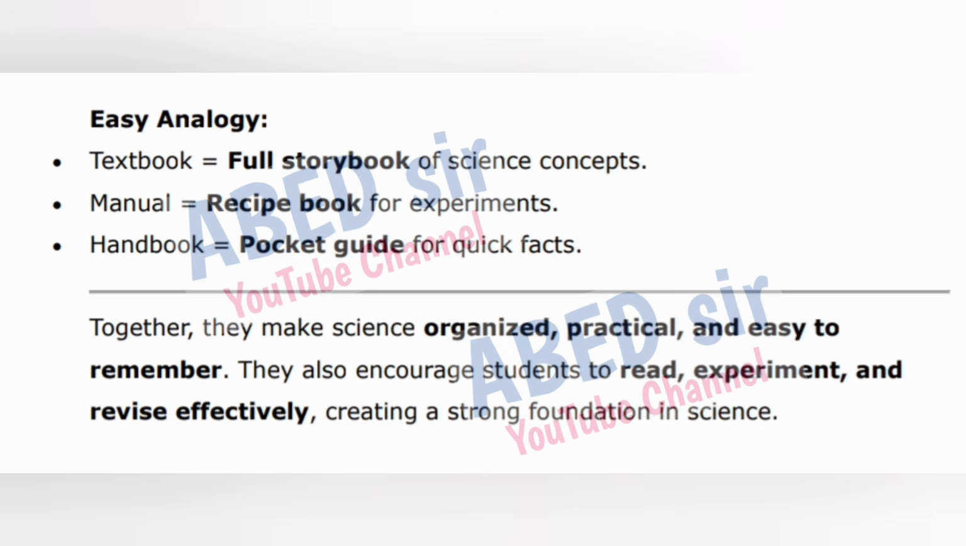Easy analogy. Textbook equals full storybook of science concepts. Manual equals recipe book for experiments. Handbook equals pocket guide for quick facts. Together, they make science organized, practical, and easy to remember. They also encourage students to read, experiment, and revise effectively, creating a strong foundation in science.